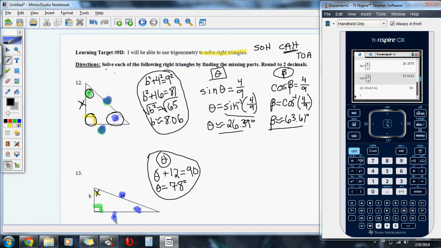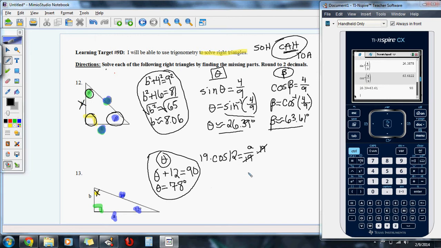This is the adjacent and the hypotenuse. Don't forget, the adjacent and the hypotenuse is cosine. So here's cosine, always of the angle measure. So this is 12. So cosine of 12 is equal to adjacent over hypotenuse. So that would be A over 19. All right, well, this is the real easy one because it's all good. Variable on top. Multiply both sides by 19.